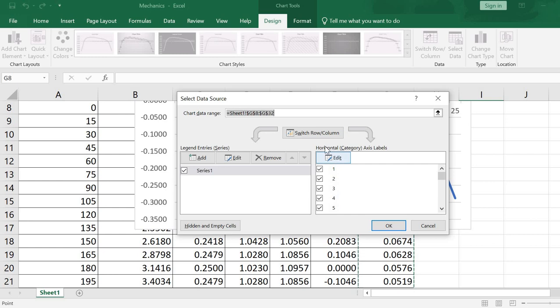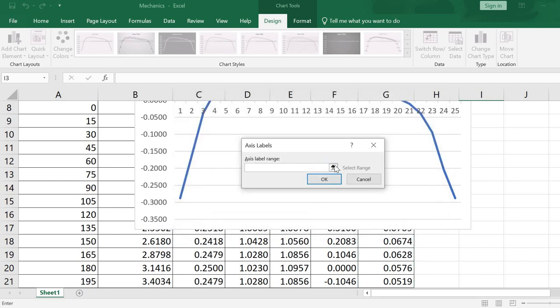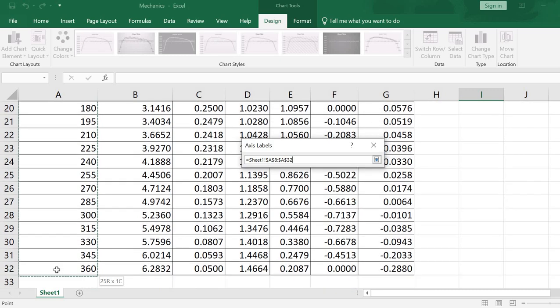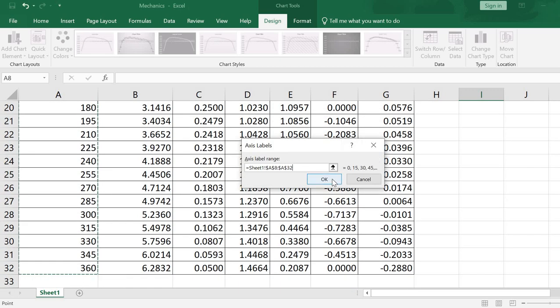After that, click this horizontal axis. We are going to change this horizontal axis label, so we need to delete all this. We can directly change it by clicking edit. After that, we need to give the range of this label, the angle label. So I'm going to select from 0 to 360. After that, I'm going to click OK.